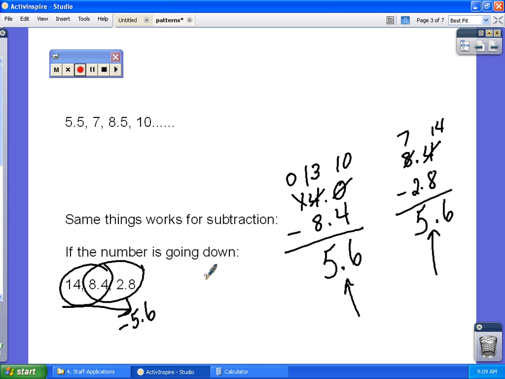To get the next term, now this is where it gets tricky, 2.8 minus 5.6. Remember, if you only have 2 and you're subtracting 5, you're going to get a negative answer. So we keep change, and you get negative 5.6 plus 2.8. When one of them is negative and one of them is positive, you're going to subtract the bigger minus the smaller.